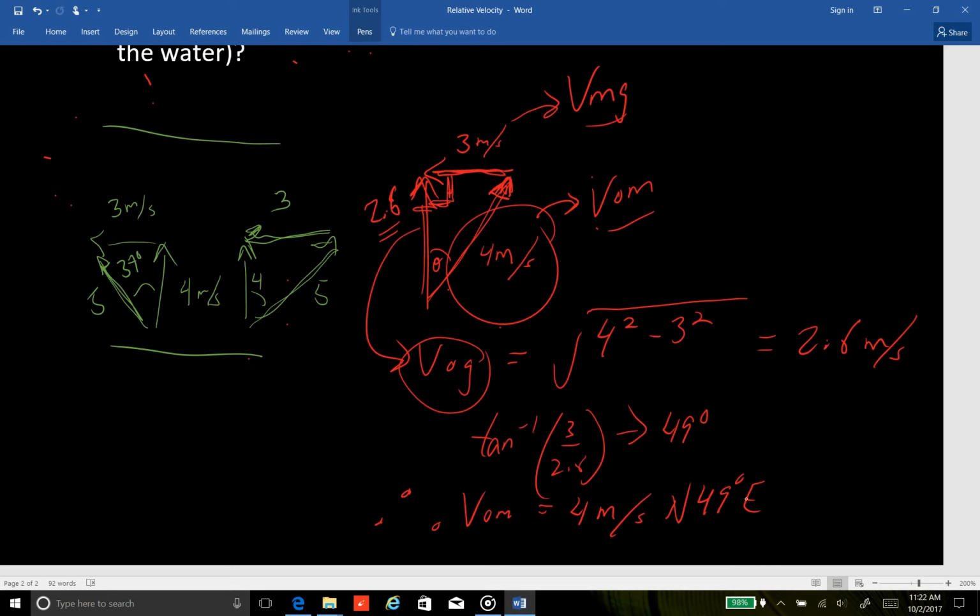Why is it east? Sorry? Why is it north 49 degrees east? Where did you get east? Well, what's this? North? So this is east, this way, right? Because the current's going to push me west. So if I start traveling this way, the current will slow me down, and it will push me to the west. Okay? So let me stop there.